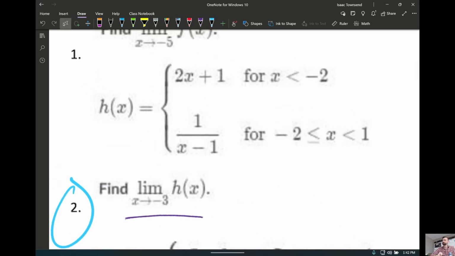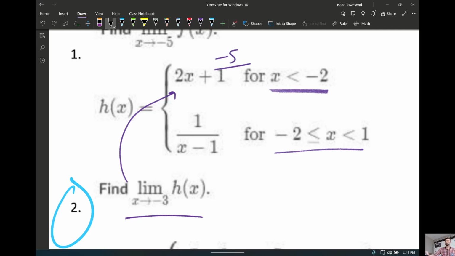Both. Okay, so if I want to know negative 3 from the left, I want a number slightly smaller than negative 3. Which one of these would exist when x is slightly smaller than negative 3? Okay, so for the left, I'm going to plug it in the top and get negative 6 plus 1, which would be negative 5.